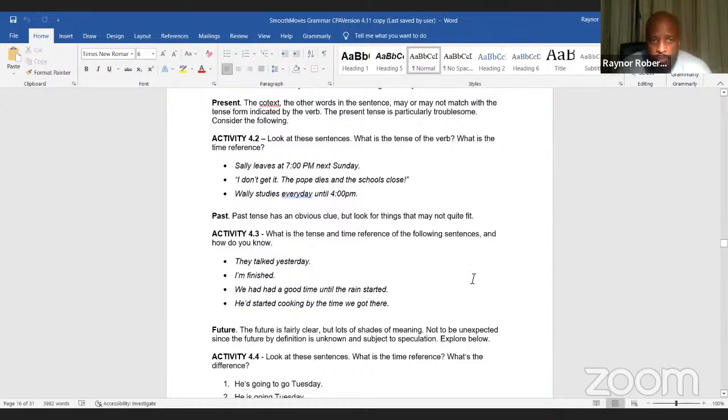Past. Past tense has an obvious clue, but look for things that might not quite fit. What is the tense and time reference of the following sentences? How do you know? They talked yesterday. Yeah, so talked is in the past, and yesterday is the time reference.